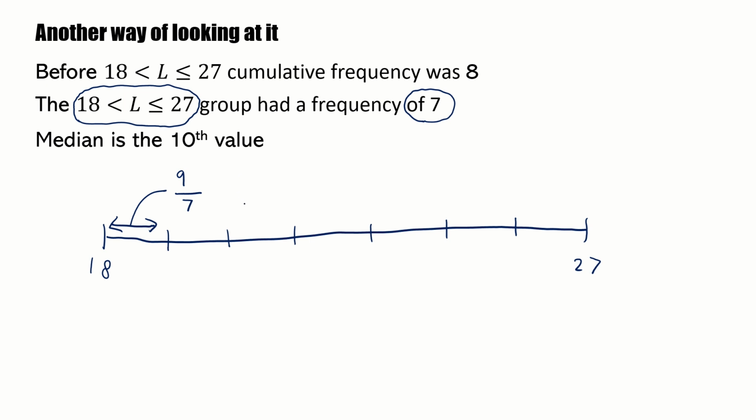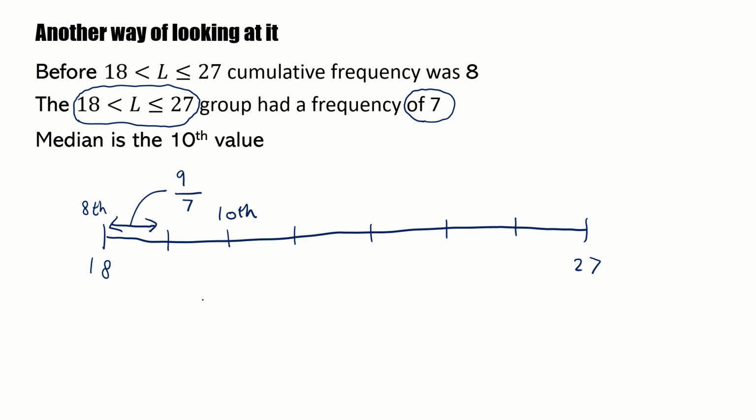Now, we then need to decide which bit of data we want. Well, the crucial thing to be aware of is that before this group started, we had 8 bits of data. So that means before this group started, we'd reached the 8th bit of data. We want the 10th bit of data. So therefore, we want the second marker along of the 7 bits of data in this group.